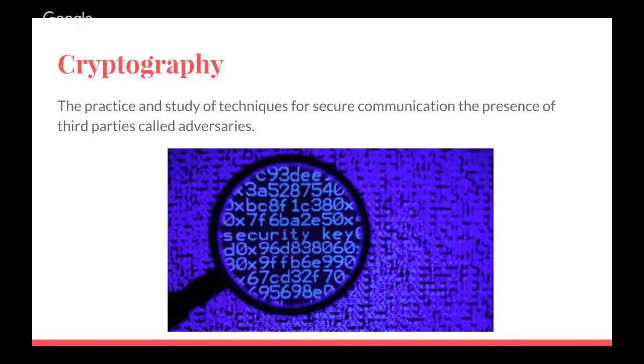Cryptography is the practice and study of techniques for secure communication in the presence of third parties called adversaries. Basically, they use secret messages. We use these in everyday language, but ever since the Caesar cipher and even before that, many companies and many organizations have used cryptography to ensure that their messages and even their communication stay secure.